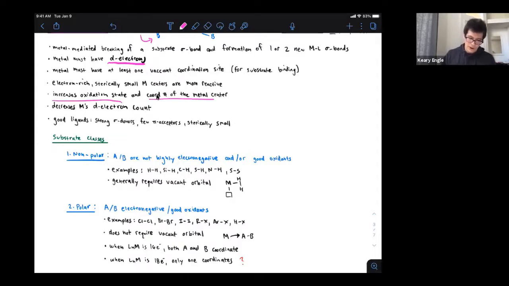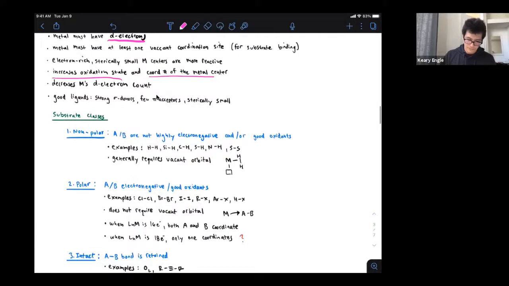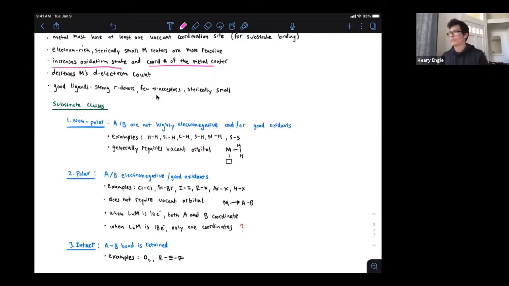So there are three main substrate classes, and we define these, to some extent on a sliding scale, as when the A-B bond is highly polarized versus not highly polarized, and then substrates that contain multiple bonds, where normally a bond between A and B remains intact. So those are the three general categories.